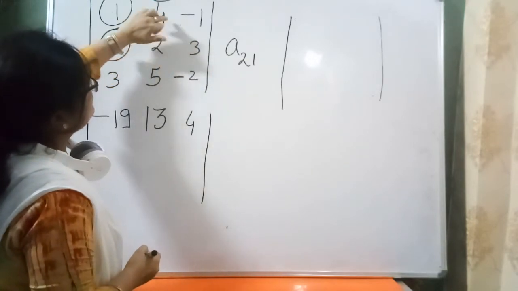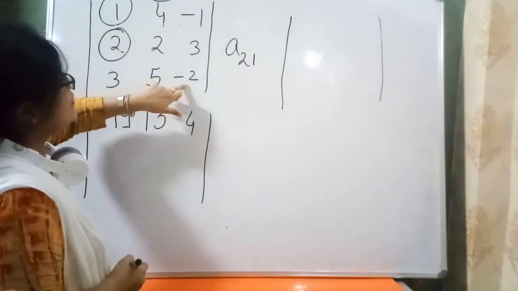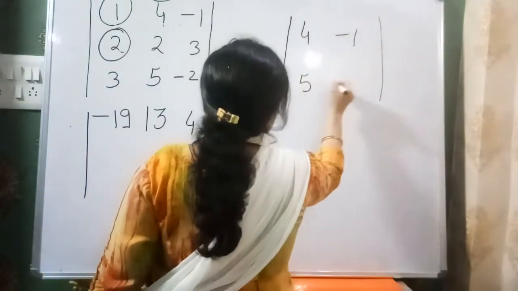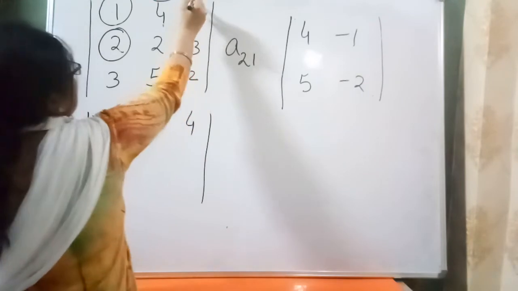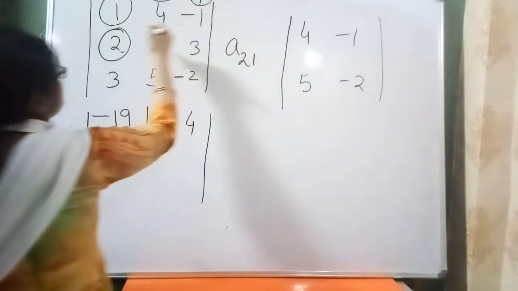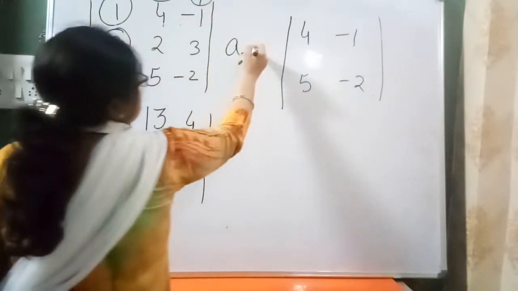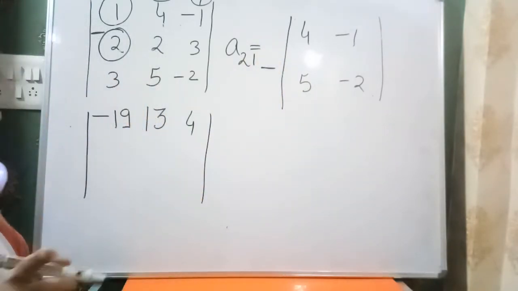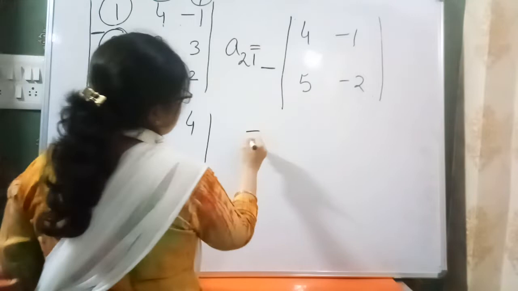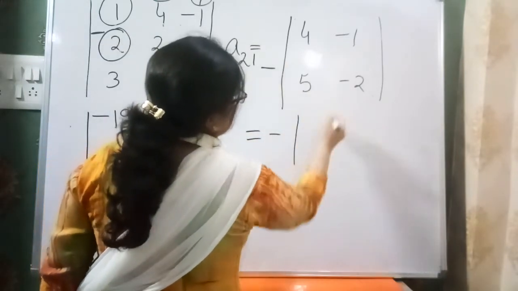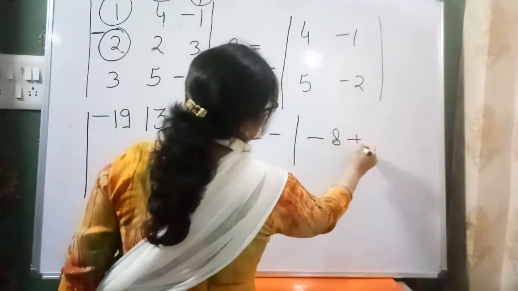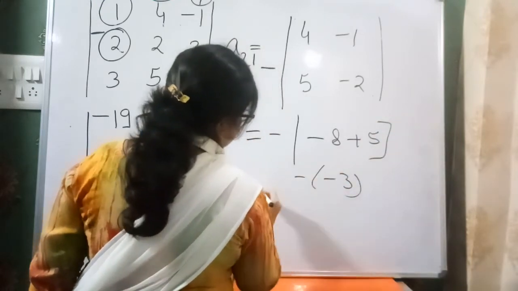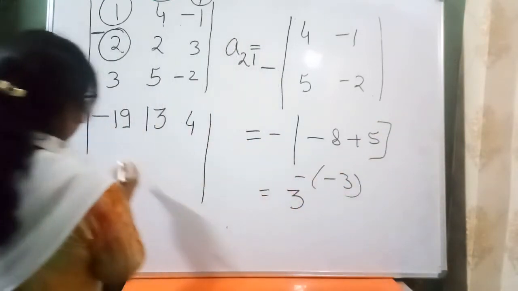Just leave this line. 4 -1, 5 -2. But here I have taken plus. So after that we have minus. So put outside a minus sign. This thing must be noted, otherwise you get the wrong values in your answer. Minus 4 2s are 8 plus 5. Now we have minus 3 and minus, and that means our value becomes 3.